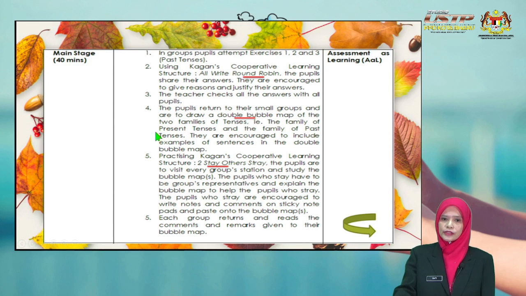The pupils return to their small groups and are to draw a double bubble map of the two families of tenses. There are the family of present tenses and the family of past tenses. They are encouraged to include examples of sentences in the double bubble map. This is a double bubble map.